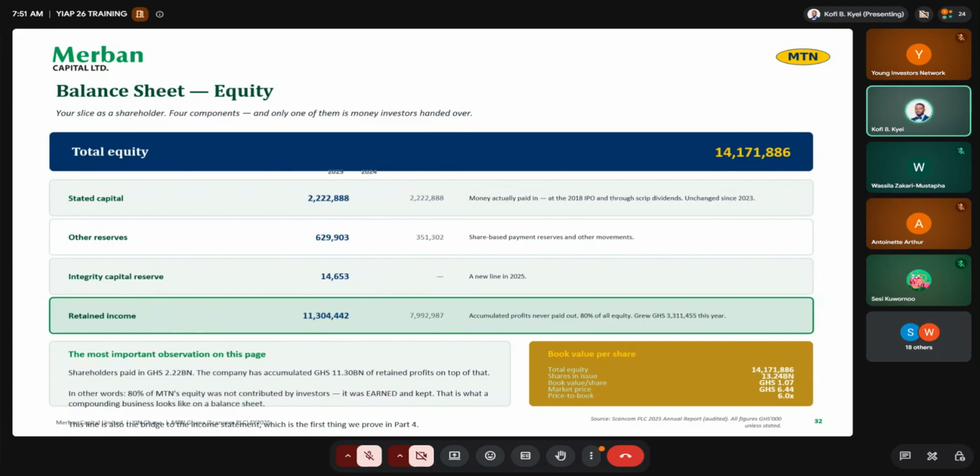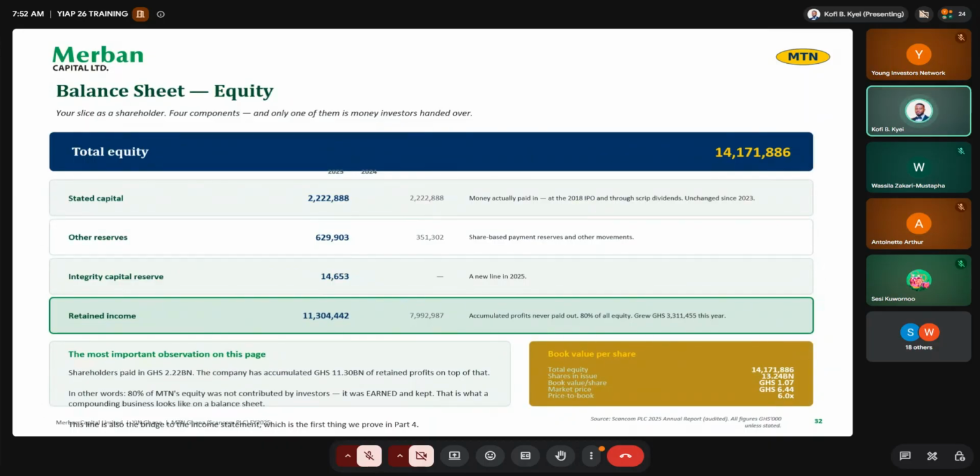That means from the IPO, most of the cash has remained in the company as stated capital. We have other reserves of 629 million, sorry, integrity capital reserve 14 million, and retained income of 11.3 billion. So these are the components of the equity.